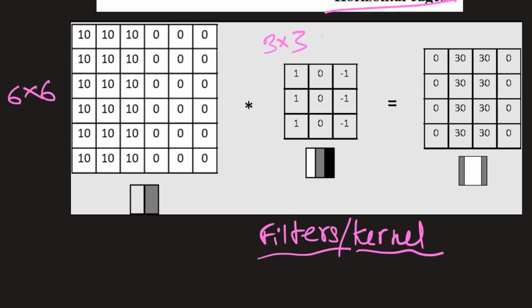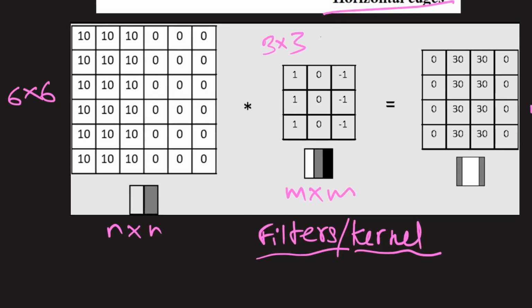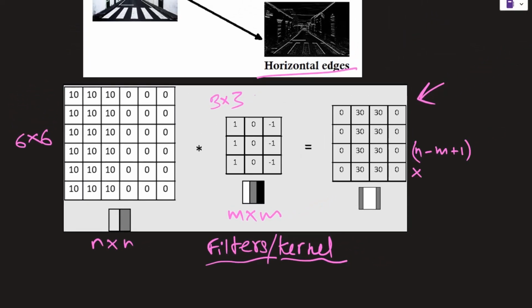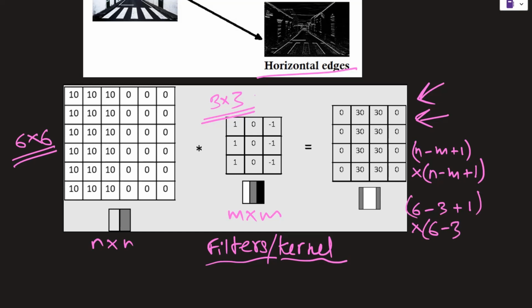One more thing that I want you to understand at this point, that if your image has a resolution of n by n and your filter has a resolution or size of m by m, in that case your feature map will have a resolution of n minus m plus 1 by n minus m plus 1. For example, we have a 6 by 6 image here and we are using a 3 by 3 filter. So the size of the feature map will be 6 minus 3 plus 1 by 6 minus 3 plus 1, which is nothing but a 4 by 4 feature map. So please keep this formula in mind.